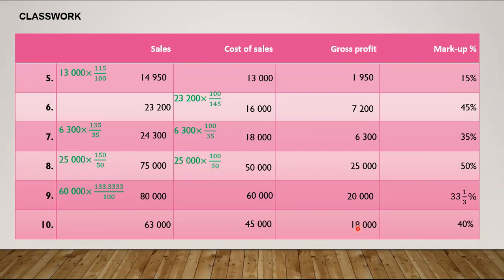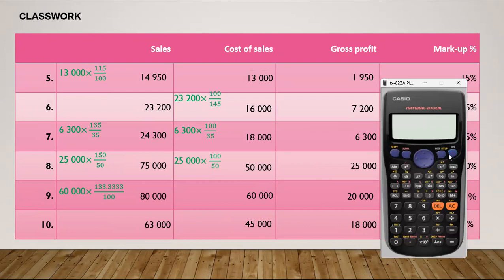Now, for the last one, you were not given the markup, and probably you don't know how I got this 40. To calculate the markup, you will just take your gross profit and divide it by cost of sales. It'll give you 40% markup. So markup percentage is gross profit divided by cost of sales. Your gross profit there was 18,000. You will divide it by cost of sales value, which is 45,000, and then multiply that by 100. Press equal sign, it'll give you 40. That 40 is simply 40%. That's how you calculate your markup.